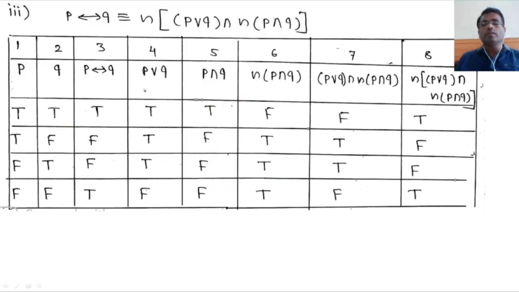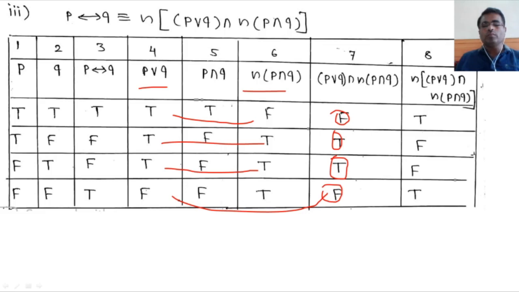We have to consider the AND operation between (P or Q) and negation P. While considering the AND operation, true, false gives false, true, true gives true, and false, true gives false. Here we have false, true, that gives false.